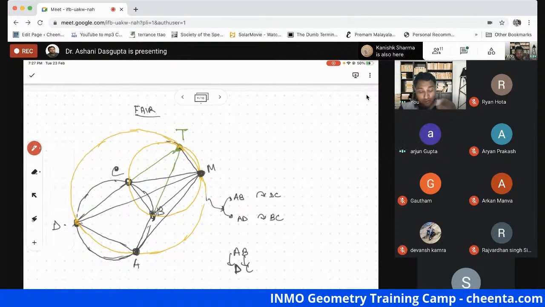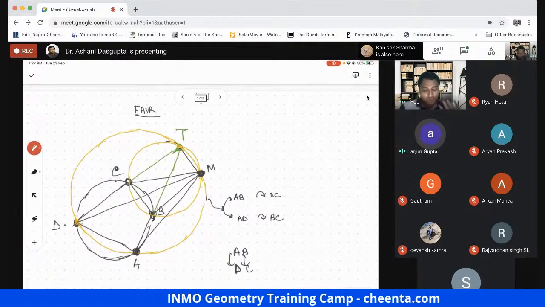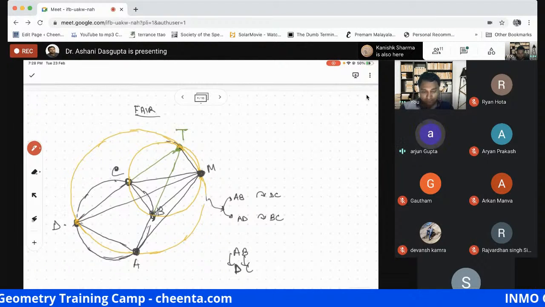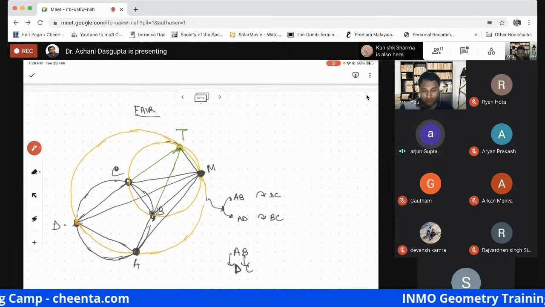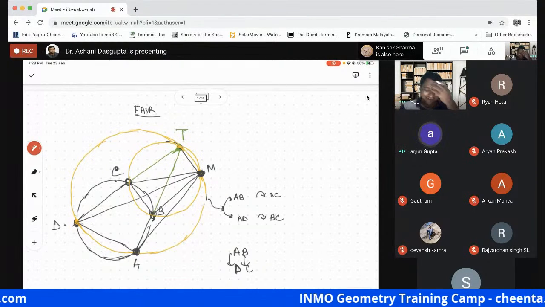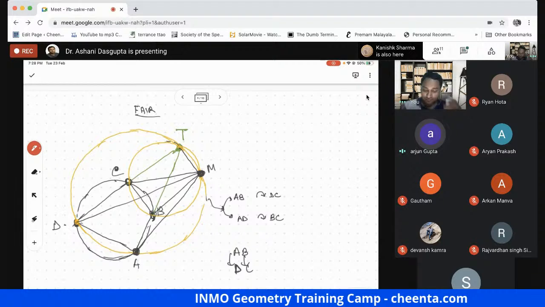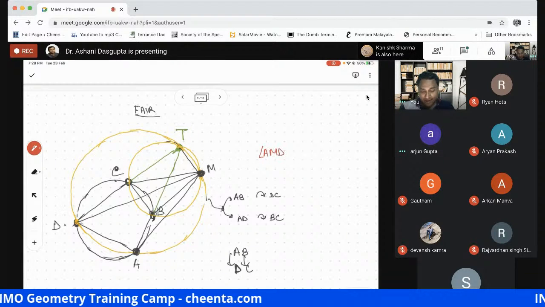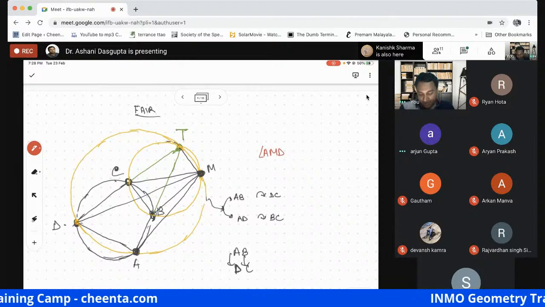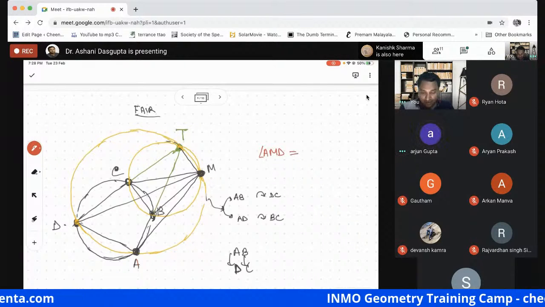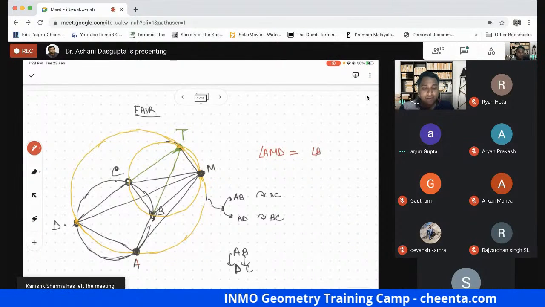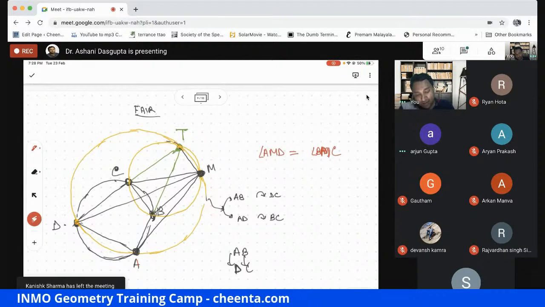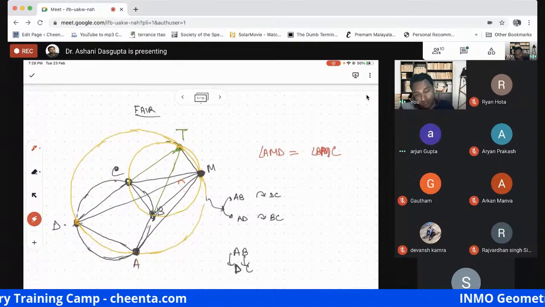Yes, sir. The first thing we notice is that angle AMD is equal to angle ATD, which is equal to angle BTC, which is equal to angle BMC. So this shows that angle AMD is equal to angle BMC. Why would that be important? Because you want this rotation to be equal to this rotation.